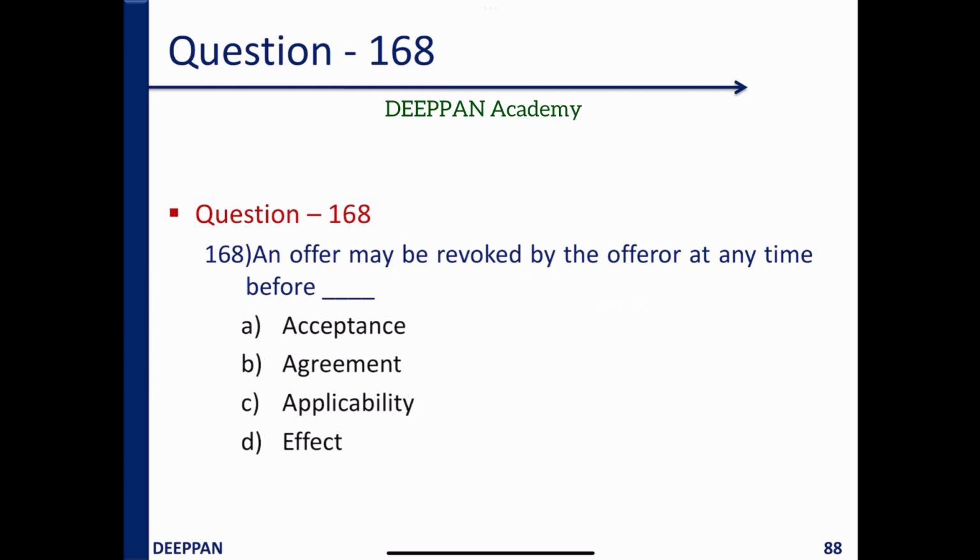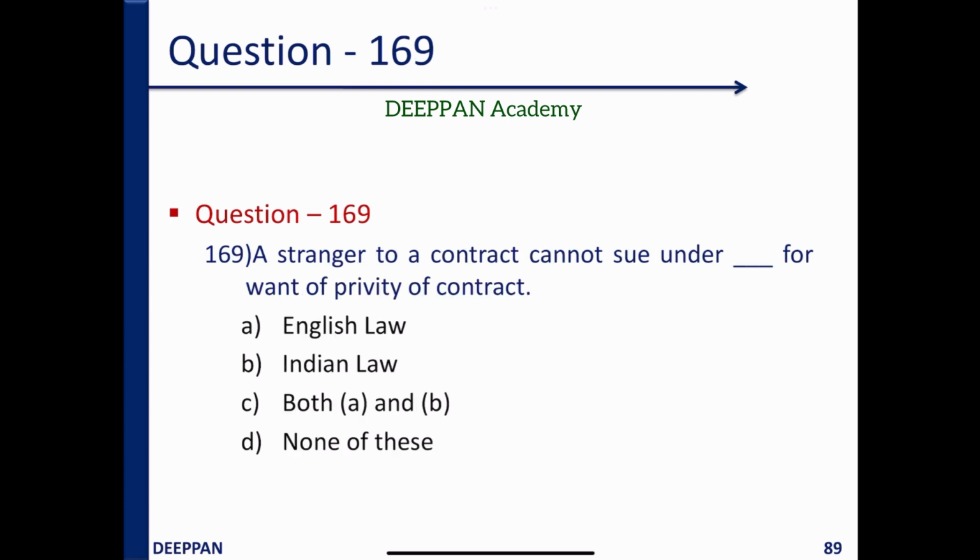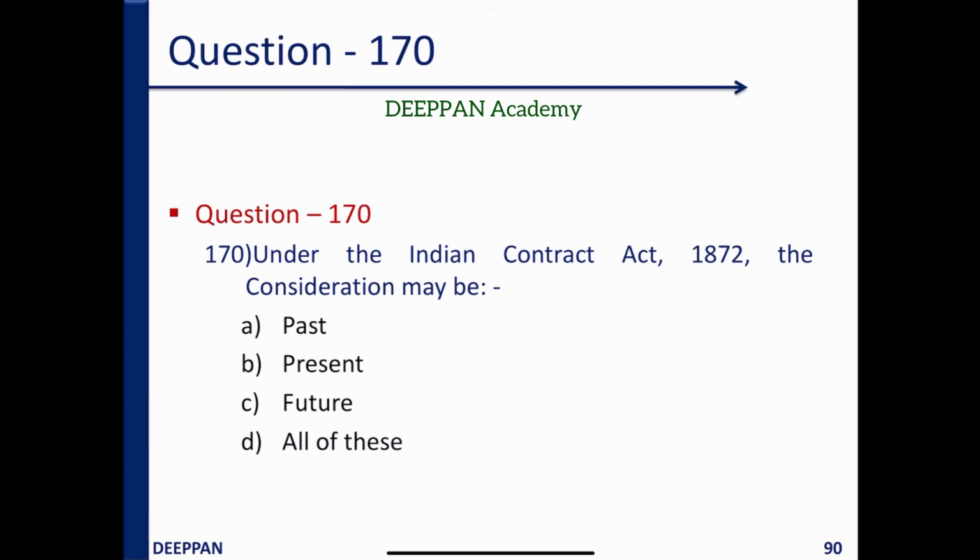An offer may be revoked by the offerer at any time before acceptance. A stranger to a contract cannot sue under English law and Indian law for want of privity of contract. Under the Indian Contract Act 1872, the consideration may be past, present, future, all of this.